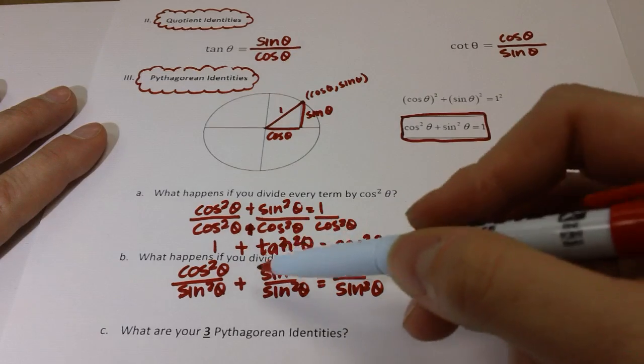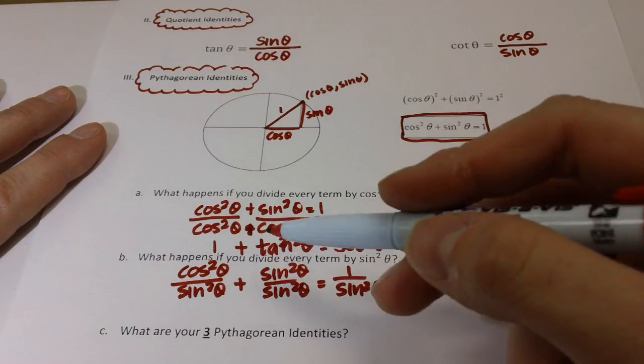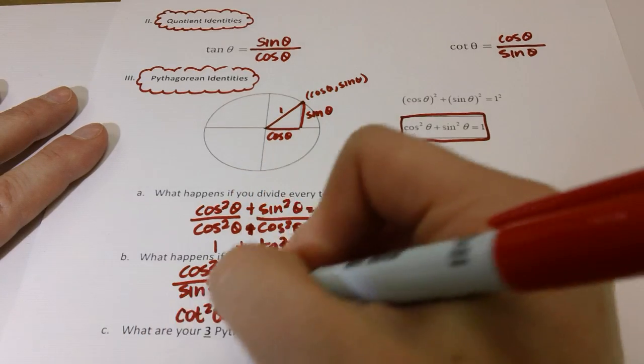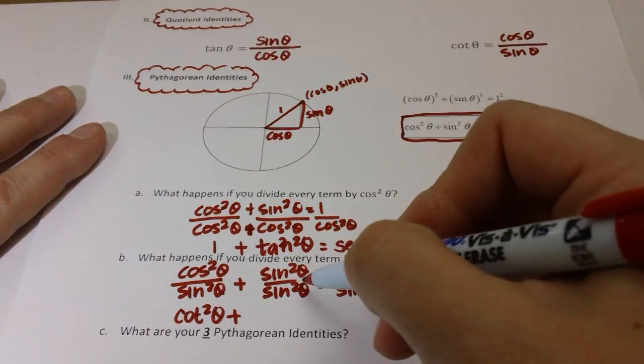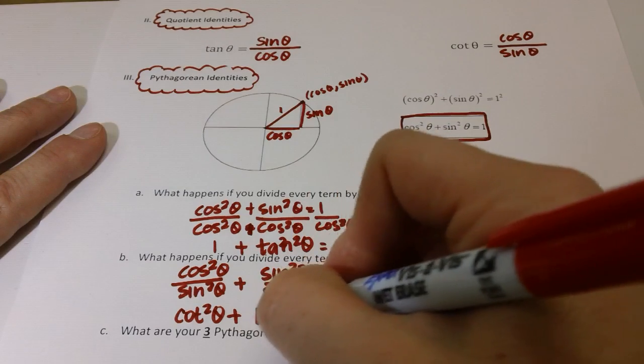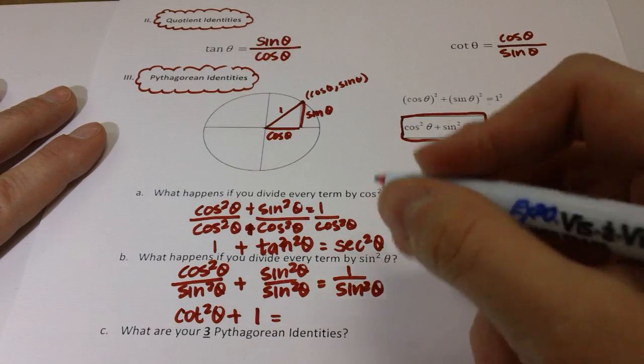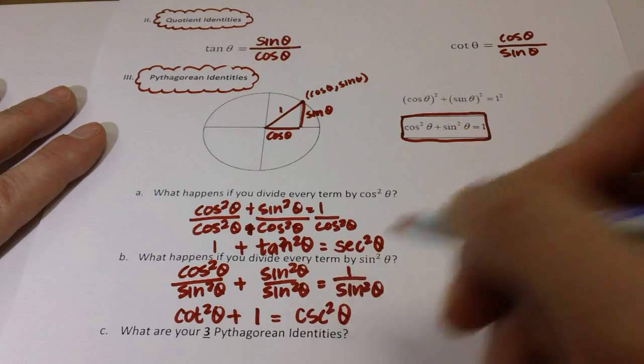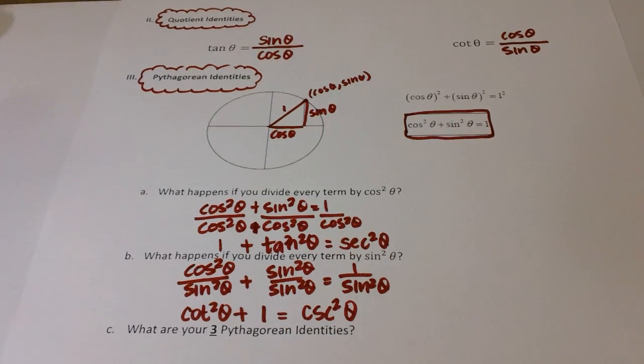So cosine squared of theta over sine squared of theta is going to equal cotangent squared of theta, and that's by using our quotient identities. Sine squared of theta over sine squared of theta is 1. And then 1 over sine squared of theta is cosecant squared of theta. Okay? So that is our third Pythagorean identity.